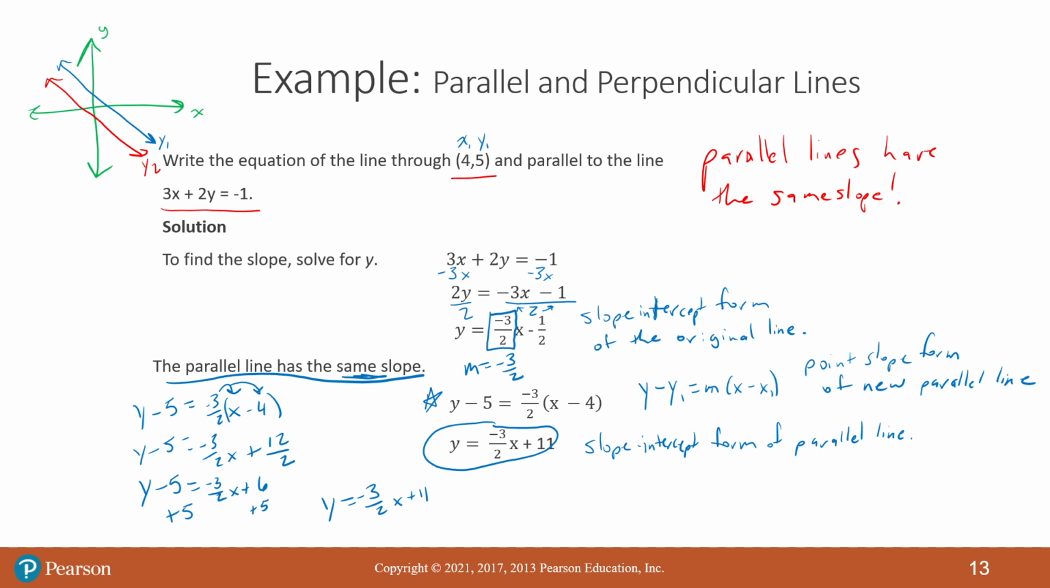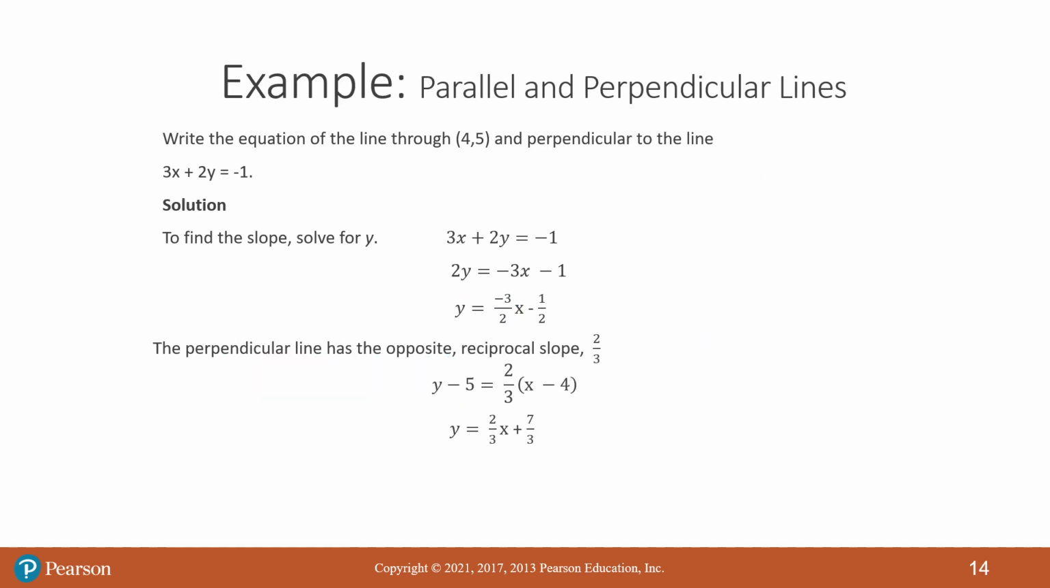Okay, parallel lines. That's your example for parallel lines. Parallel lines have the same slope. So we find the slope of the original, we keep that slope, and then we use the point they gave us to put it in point-slope form for the new line and simplify that down to the slope-intercept form of the new line. Let's look at perpendicular next.